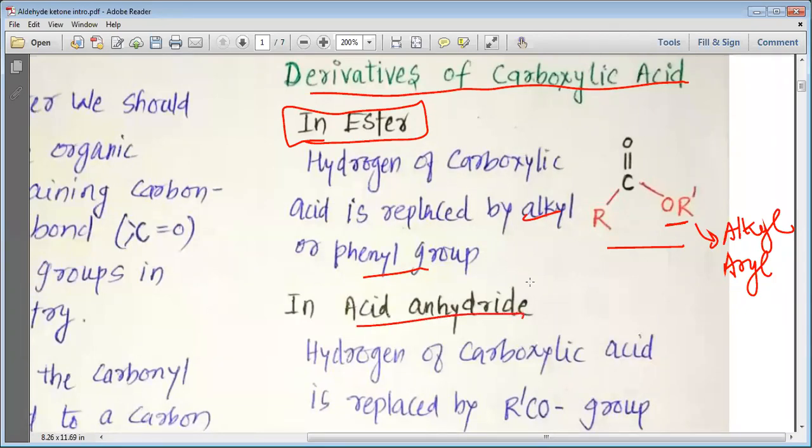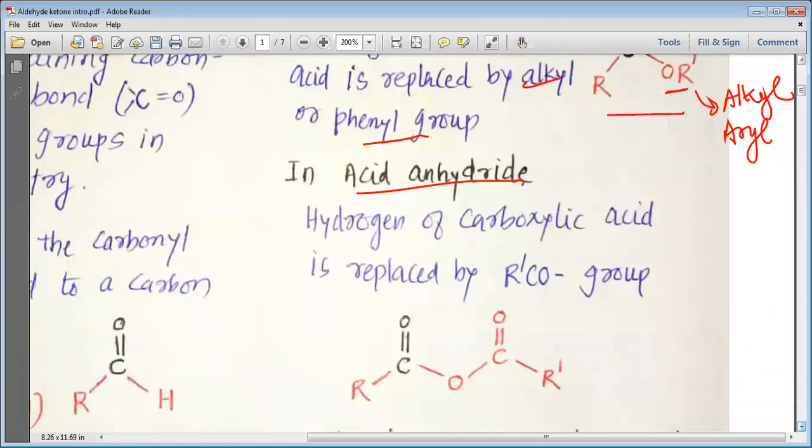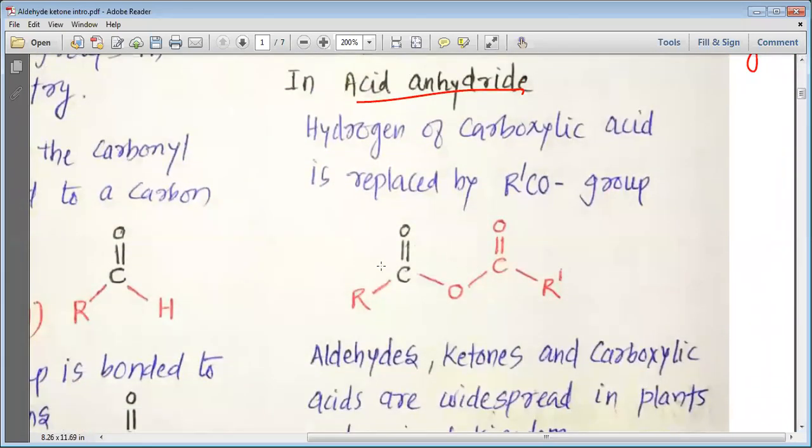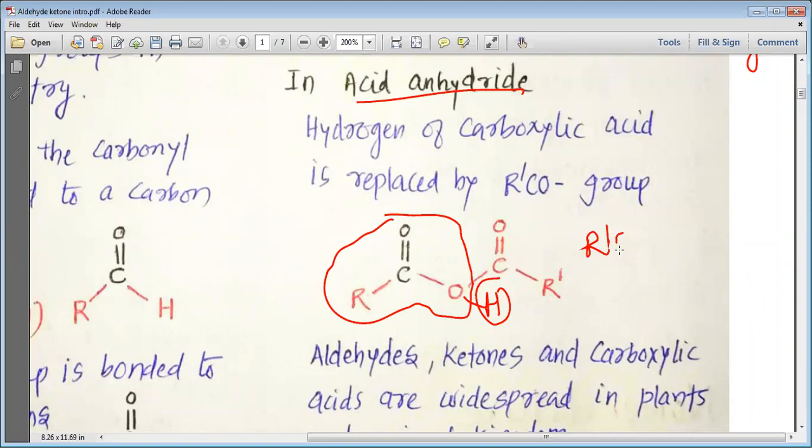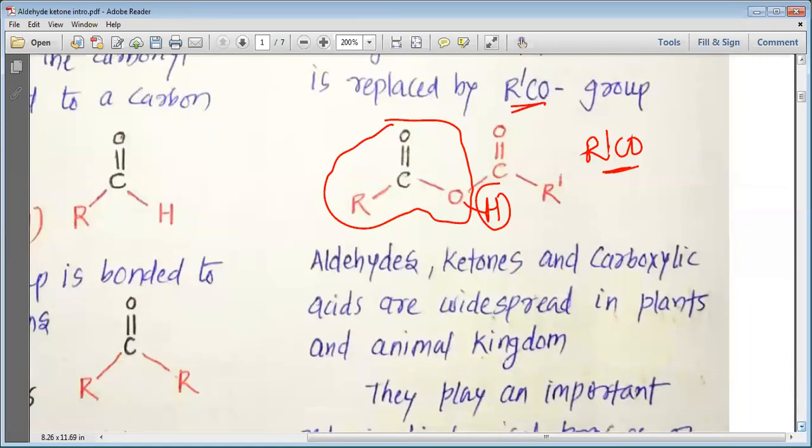In the same way, my dear students, we are going to study acid anhydride. You can see here the structure of acid anhydride. This is the part that belongs to the carboxylic acid. Instead of bonding H here, this H is replaced by an R dash CO group. So if hydrogen in carboxylic acid is replaced by an R dash CO group, we get an anhydride, also known as acid anhydride.